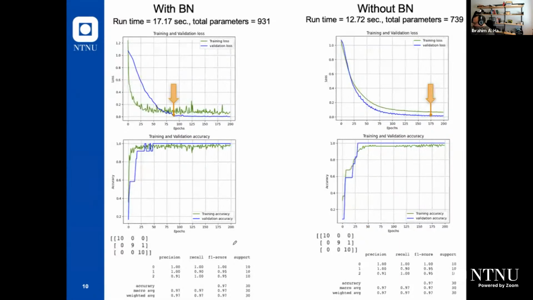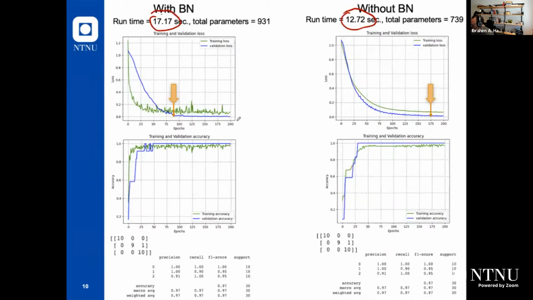So now we will train the model. I trained this model with batch normalization and without batch normalization, and I calculated the runtime. As you can see here, with batch normalization the runtime is higher. Without batch normalization, it's much faster.